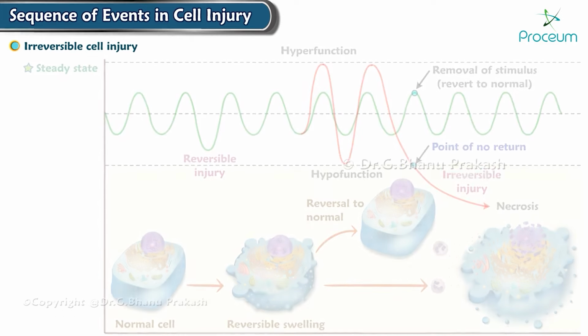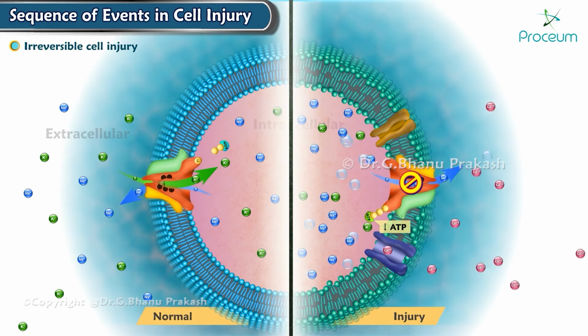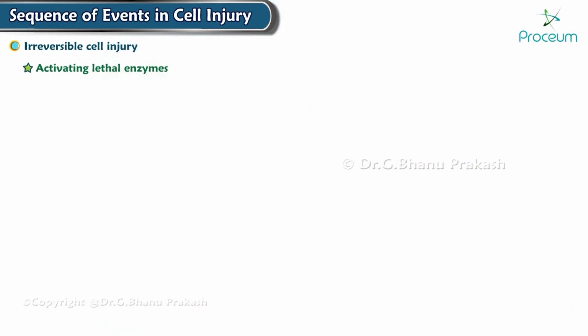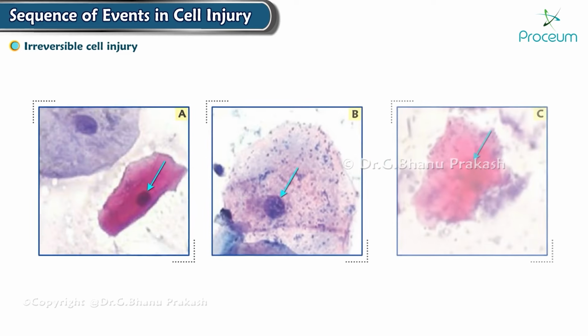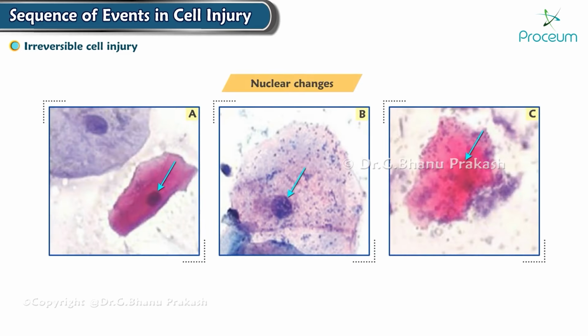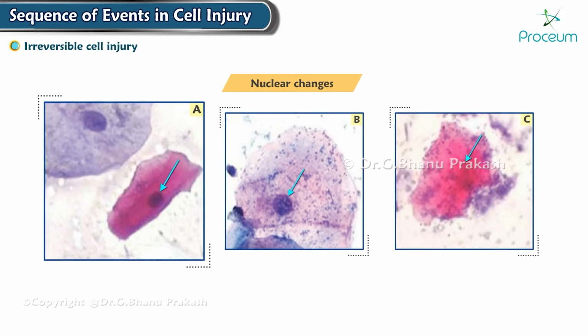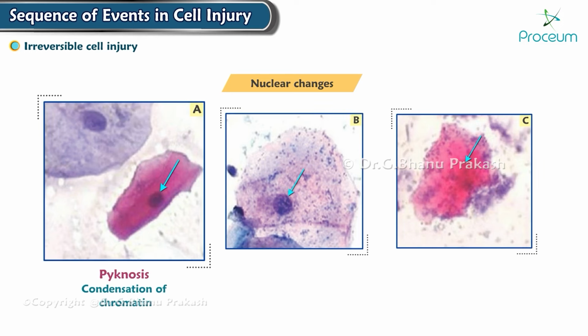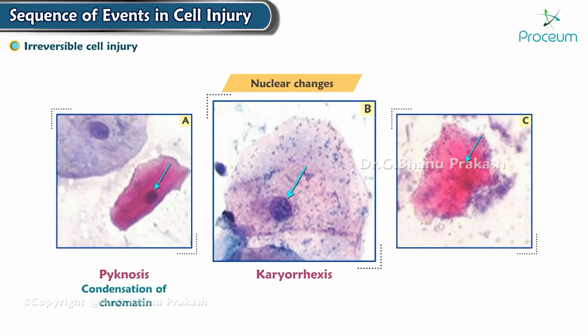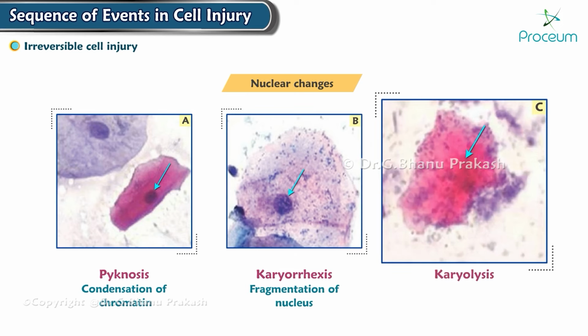Most irreversible changes are due to calcium entering the cell and activating lethal enzymes and damaging key organelles in the cell, such as the mitochondria and nucleus. This image shows the nuclear changes in irreversible cell injury. A. Pycnosis, the condensation of chromatin. B. Karyorrhexis, the fragmentation of the nucleus. And C. Karyolysis, lysis and dissolution of chromatin.